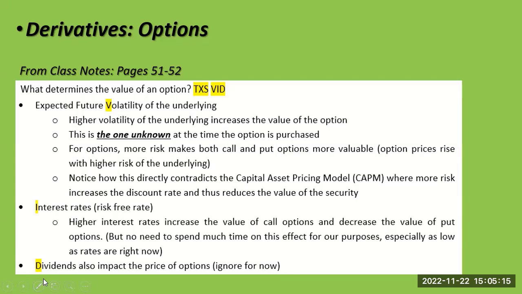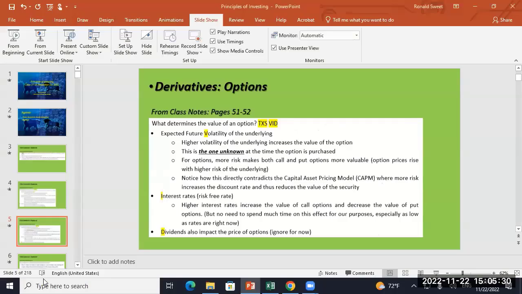And then dividends, we'll just ignore, but when a stock pays a dividend, remember when it goes ex-dividend, the stock price falls. That's good for puts, bad for calls. So you have to adjust for that in the formula. So let's look at the formula.